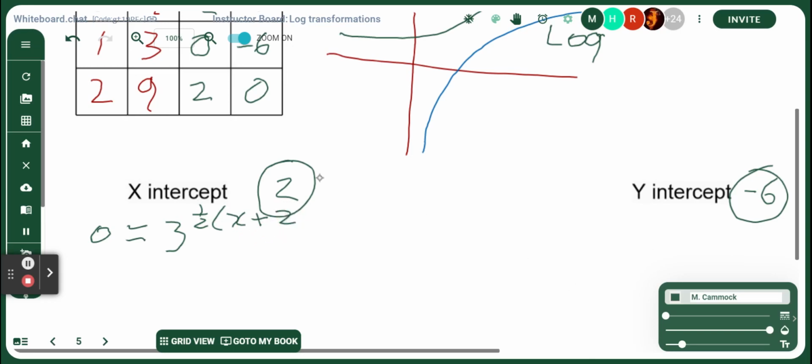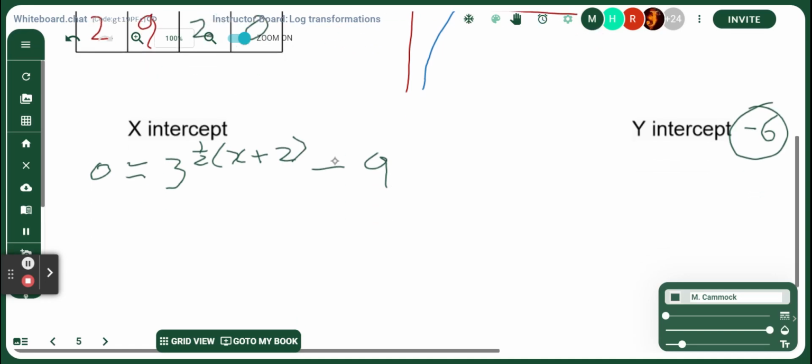Let me erase this thing on top here. Actually, it's getting in the way. And then minus 9. So what I'm going to do is put that 9 on the right side. That would make sense, wouldn't it? I'm going to put that 9 on the right side. 9 is equal to 3 to the power of a half x plus 2.